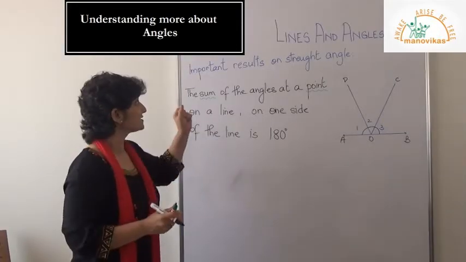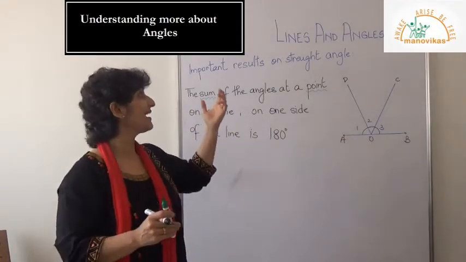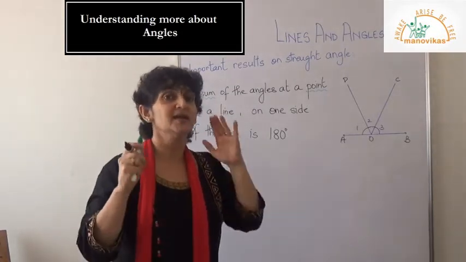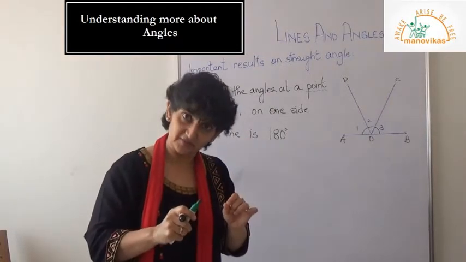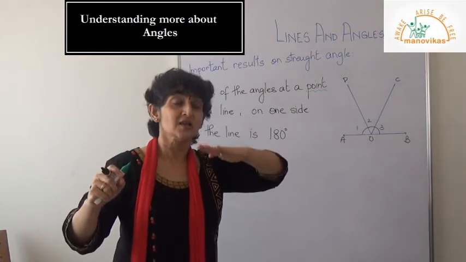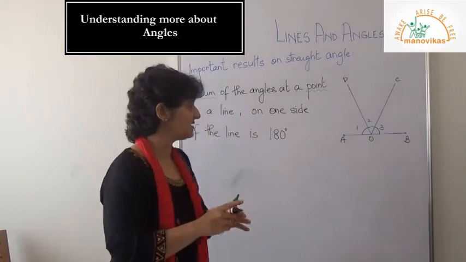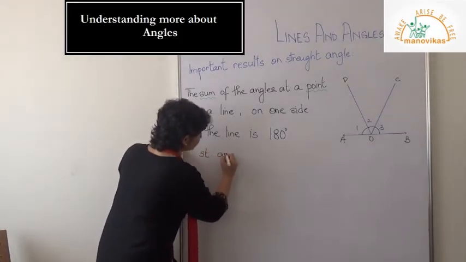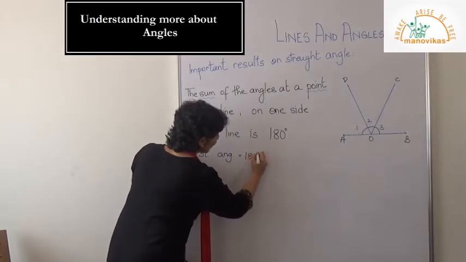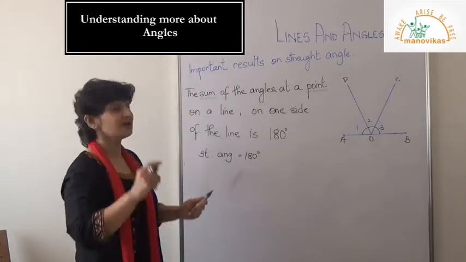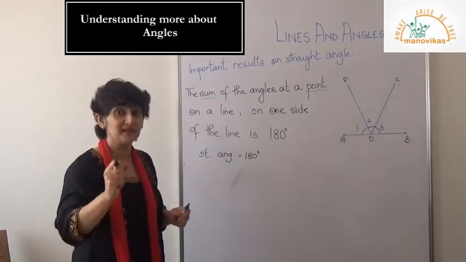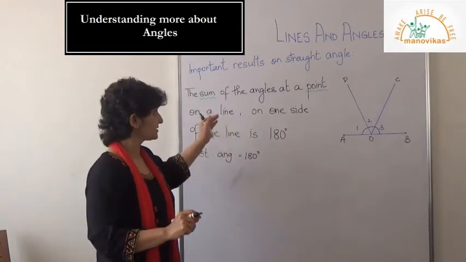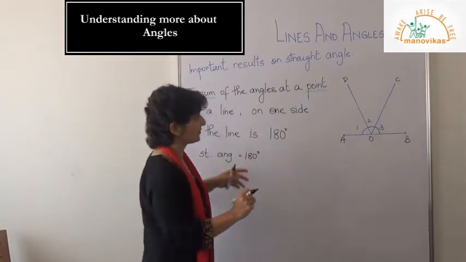Let's move on. Children, some important results on straight angle. Now, you know what's a straight angle. The minute you hear the word straight line, it has angles on it if you see. That gives you straight angles. So, always a straight angle is equal to 180 degrees, right? Any straight angle is equal to 180 degrees. So, what does it say? The sum of the angles, sum means add. The sum of the angles at a point on a line.